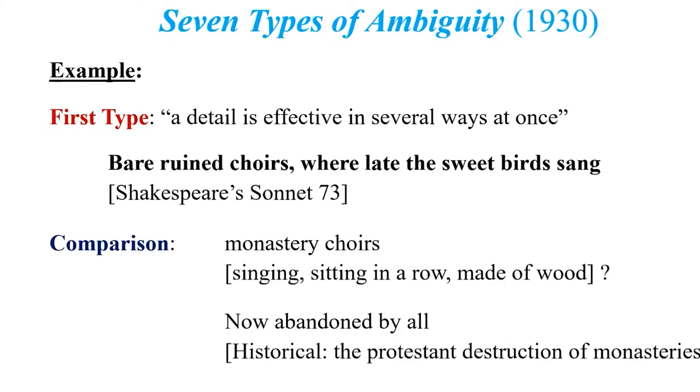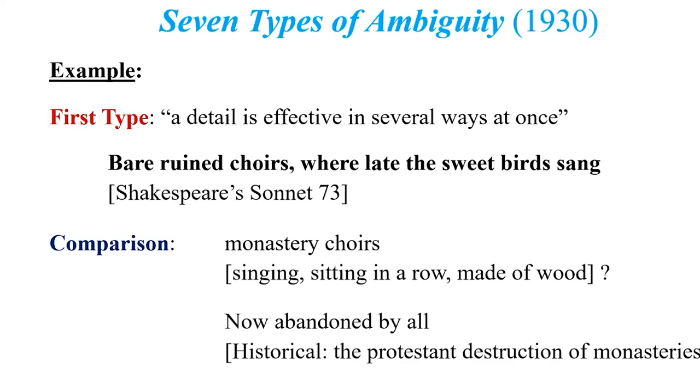Seven types of ambiguity, 1930 by William Empson. Because of this book, the word ambiguity acquired a positive connotation in English. In the book published, it got a new meaning. Before that, the word ambiguity had only negative connotation.